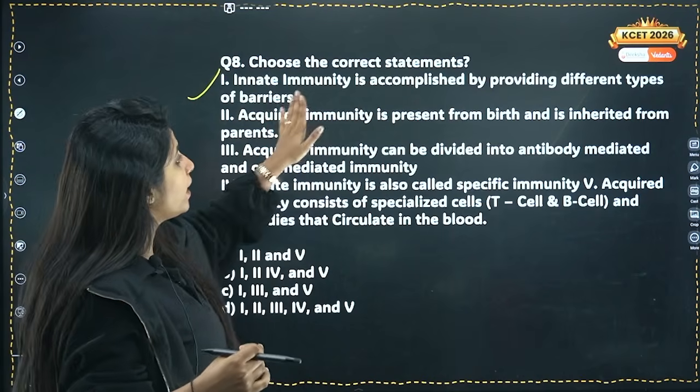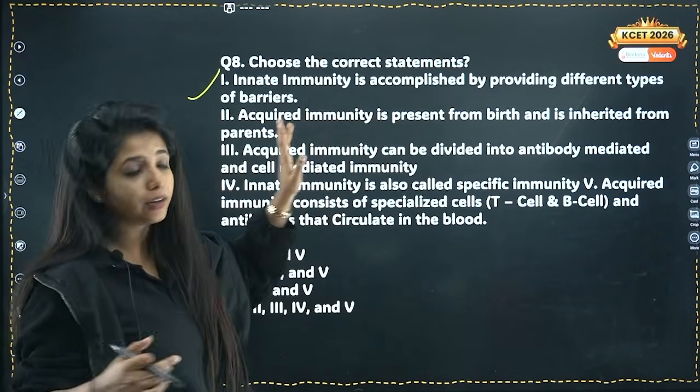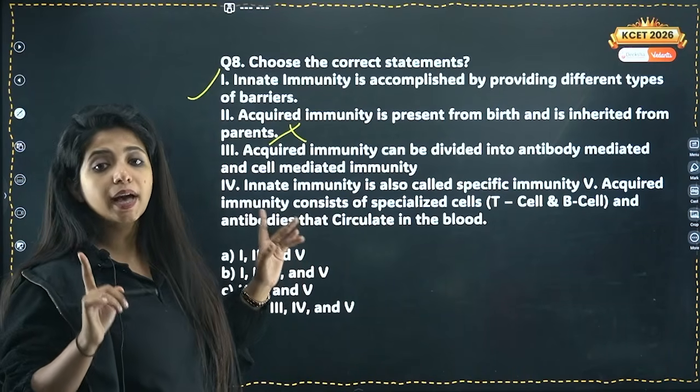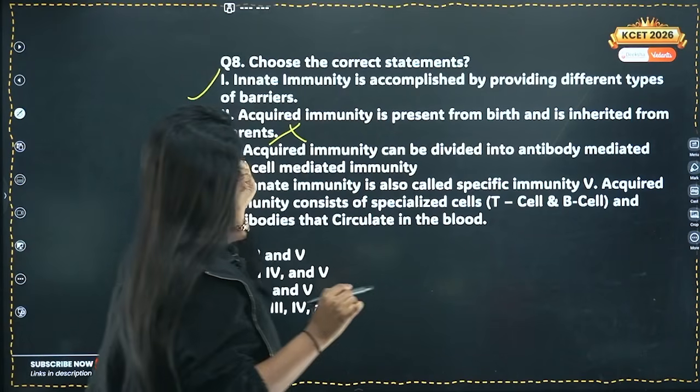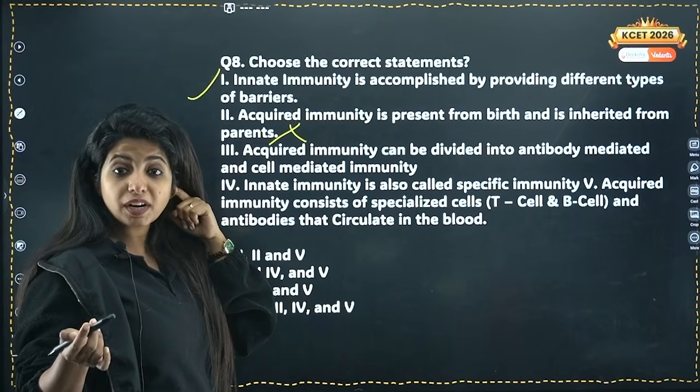Now, acquired immunity is present from birth and is inherited from parents. No, it's not. It is not at all inherited from parents. It is not present from birth. We acquire it throughout our lifetime. Now, acquired immunity can be divided into antibody mediated and cell mediated immunity. Can it be divided like that?